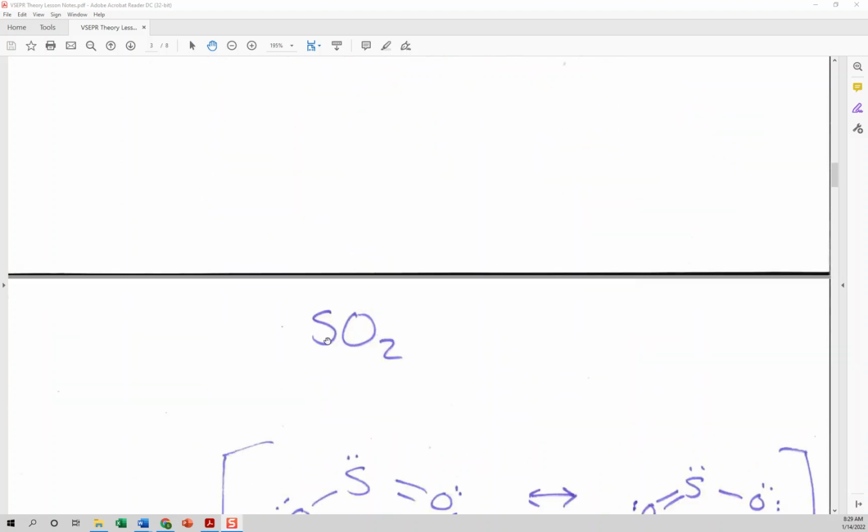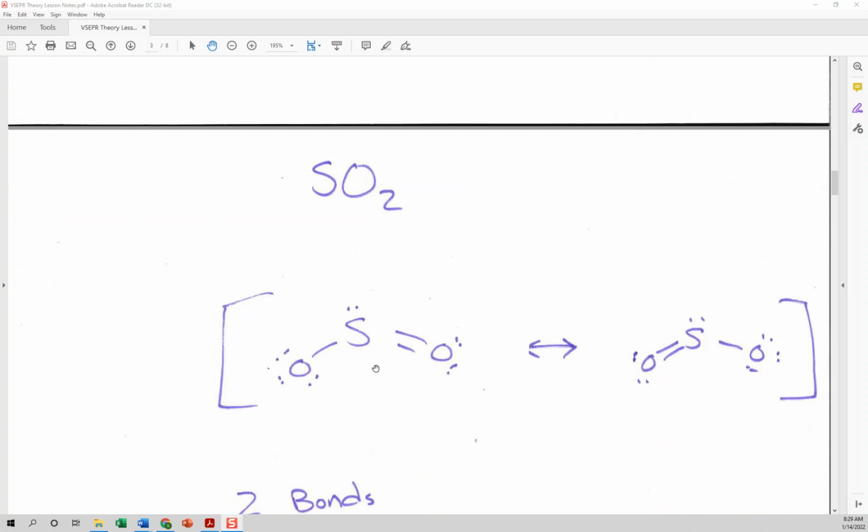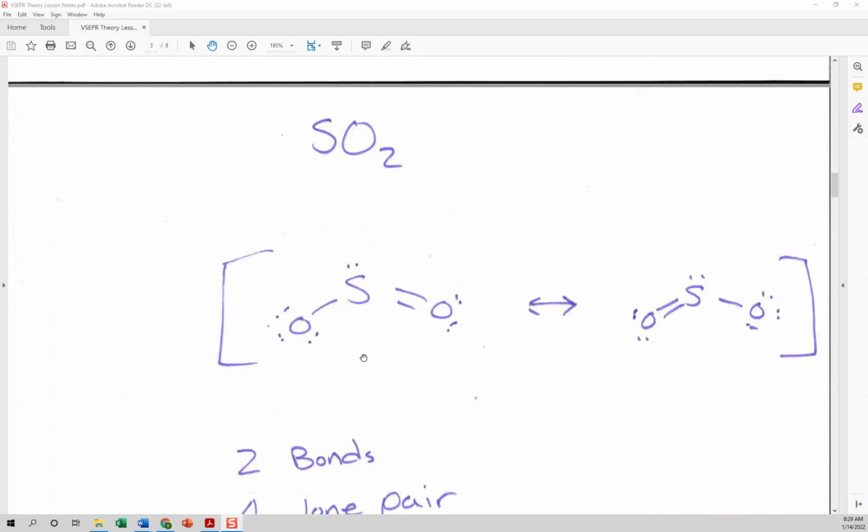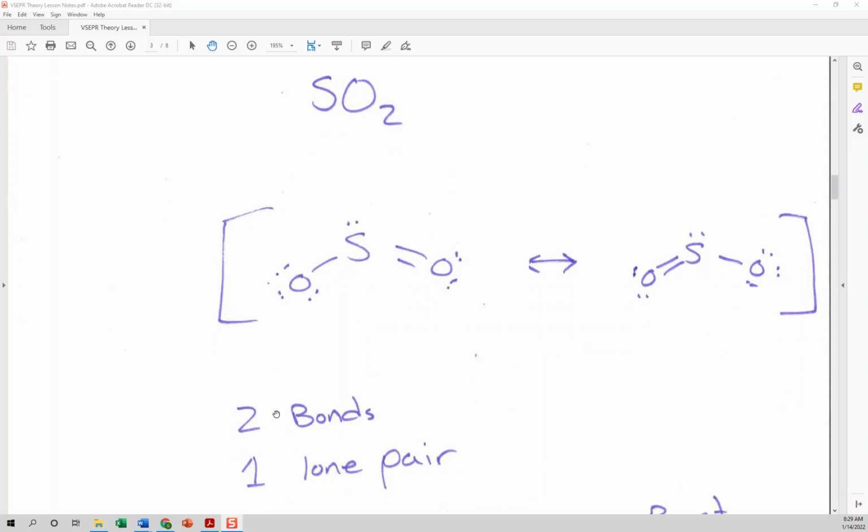If you were to follow your rules for SO2, you would get this as your dot structure. Technically it has resonance, so I drew them, okay? But now let's just look at the shape. We'll just pick one of the structures here and count bonding domains and lone pairs. Around the sulfur, we have 2 bonding domains, a double bond and a single bond, and 1 lone pair, okay? So 2 bonds, 1 lone pair.